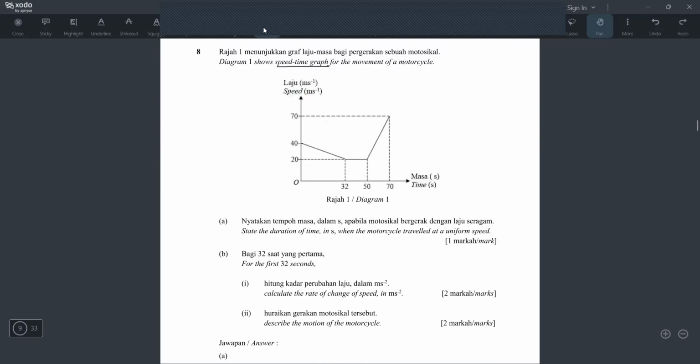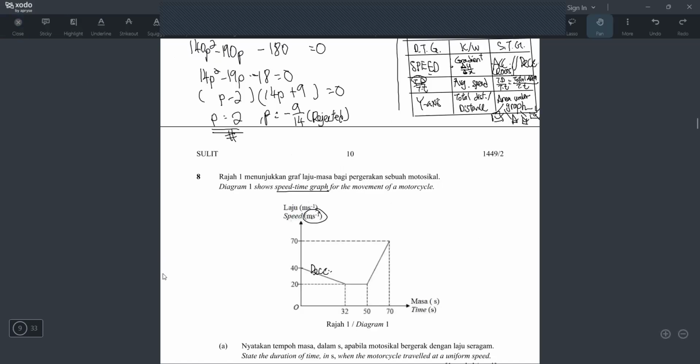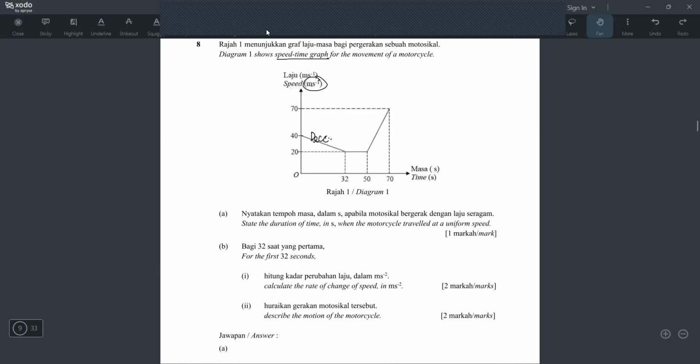Okay, sekarang kita baca. Diagram 1 shows a speed-time graph of the movement of a motorcycle. Okay, let's look at this speed-time graph. The unit sudah match, s minus 1, this one is s. So this one have to be the same, s minus 1. Okay, we realize this first garisan apa dibuat? It decelerates, because you can see the gradient is negative. I mentioned already, right? If the gradient is negative, it means the vehicle is decelerating. So this one is nyah pecutan, decelerate.